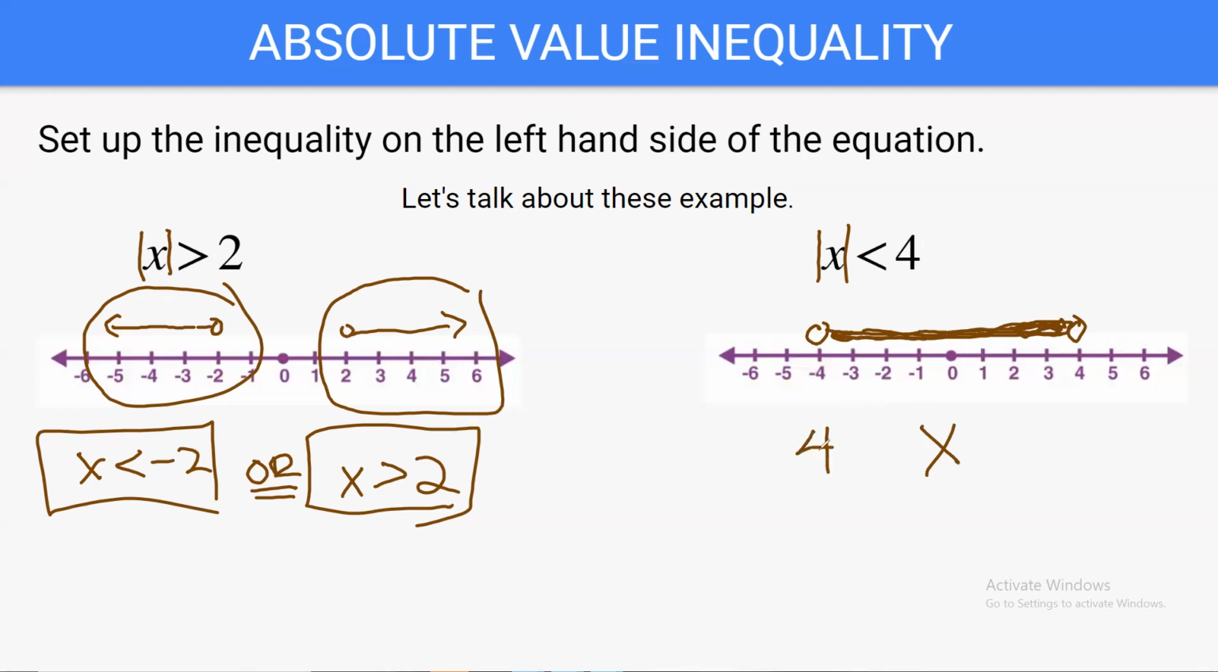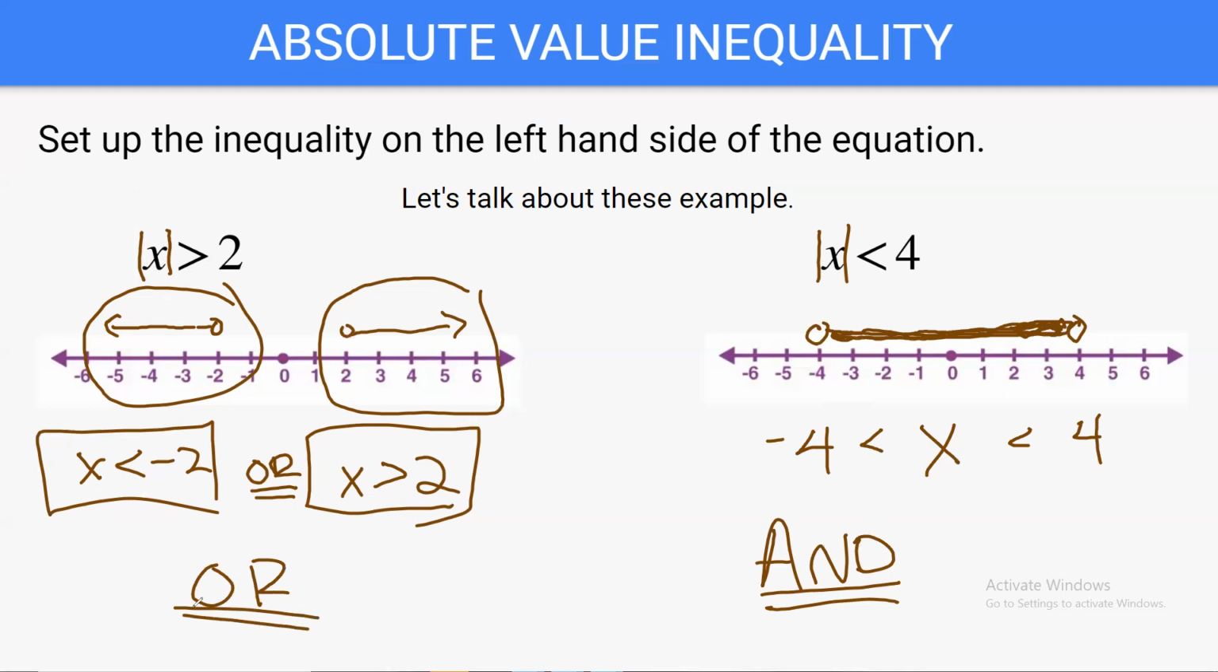This number would be on my left-hand side. This number will be on my right-hand side. And all I'm going to do is just put less than signs. This means that X is between -4 and 4. Okay? This is an and statement. This is an or statement. And later, I'm going to tell you why that's important.